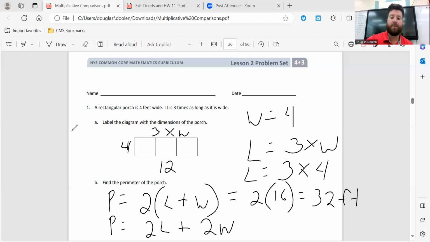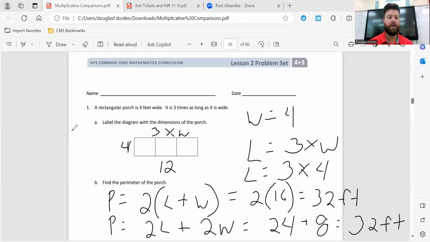Okay. Now, if we were to do it the second way, 2 times L. So 2 times L is 12, so 24, plus 2 times W. Sorry, W is 4, so 2 times 4 is 8. 24 plus 8 is 32 feet. Doesn't matter which way we do it, as long as we're using the distributive property or multiplication, we're going to get the same answer. So our perimeter is 32. Make sure we have this written down.